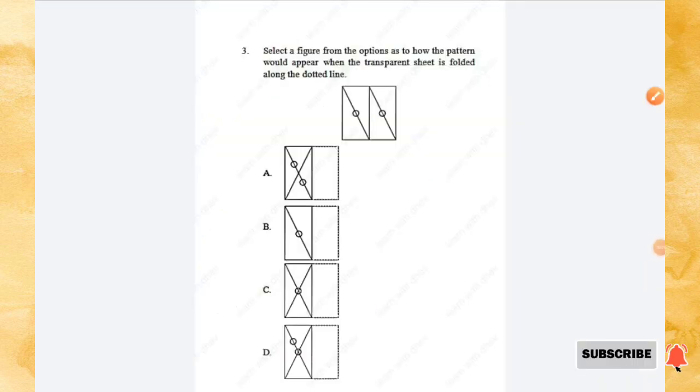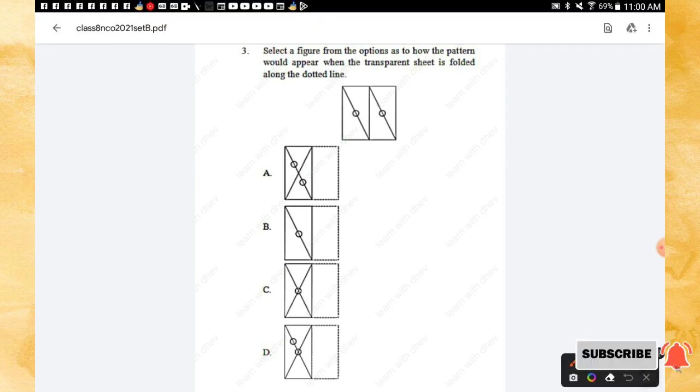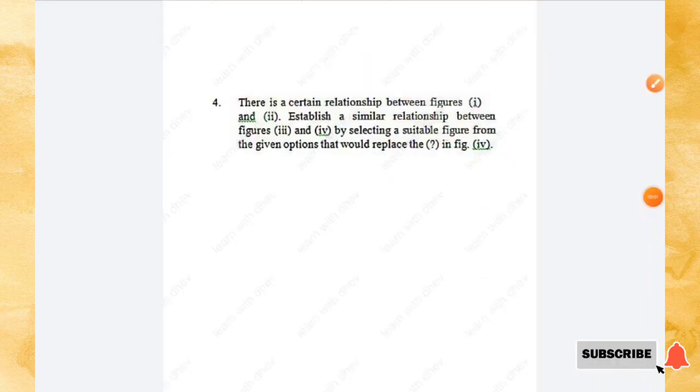Question number 3. Select a figure from the options as to how the pattern would appear when the transparent sheet is folded along the dotted line. So just analyze the figure. If the transparent sheet is folded along the dotted line, you will be getting the figure as option C.